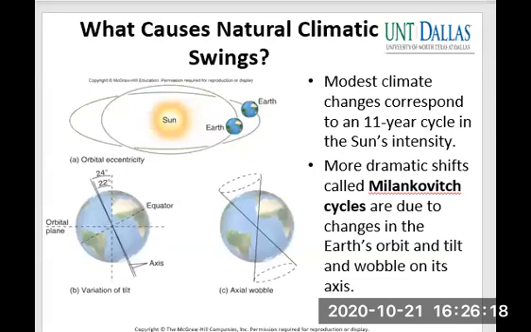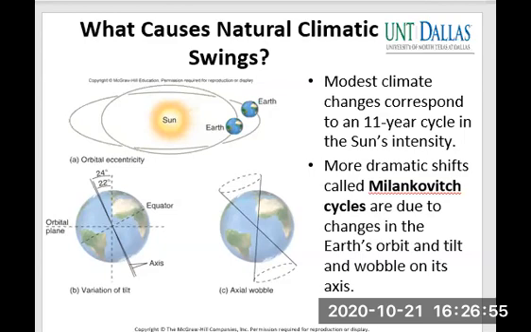What actually causes the natural climatic swings? We call these climatic swings Milankovitch cycles, after the Serbian scientist Milutin Milankovitch, who was the first scientist to describe them in the 1920s.